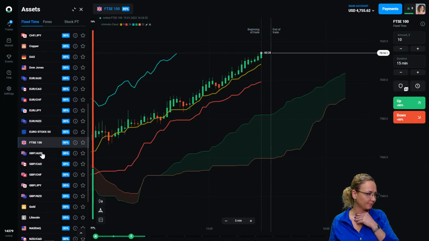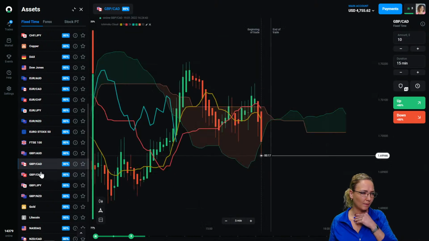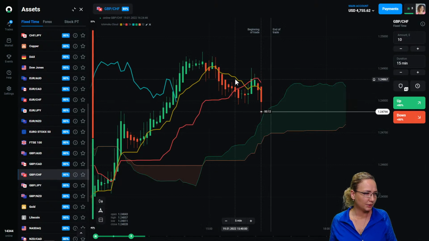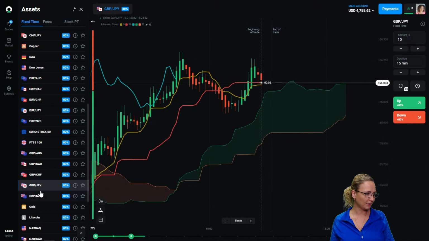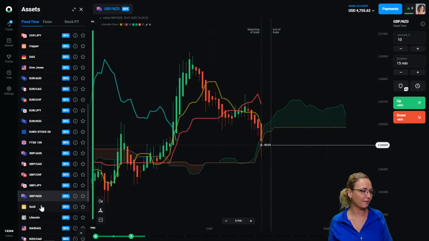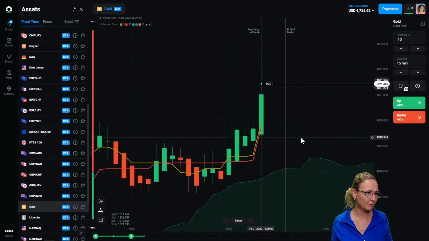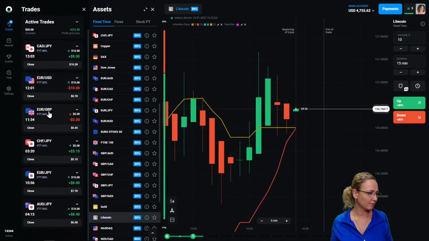FTSE, GBP AUD. See how the cloud is narrowing, kind of losing momentum, inside the cloud. So we crossed it down, kind of near the, no, I don't see one here. Give me just a moment here. I'm going to try and see if I find any other good entry points on the 5-minute time frame. And if not, let me just check how we're doing here.